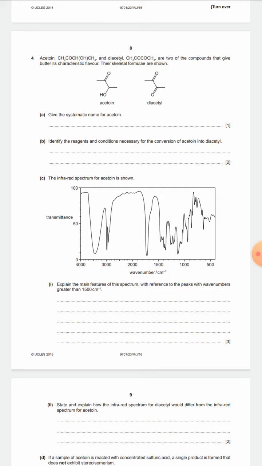Question 4A first states: give the systematic name of acetone. Okay, so before going into the systematic name, we must first know the rule for naming. I have already discussed that several times in the class. Still, I'm going to discuss it again over here.